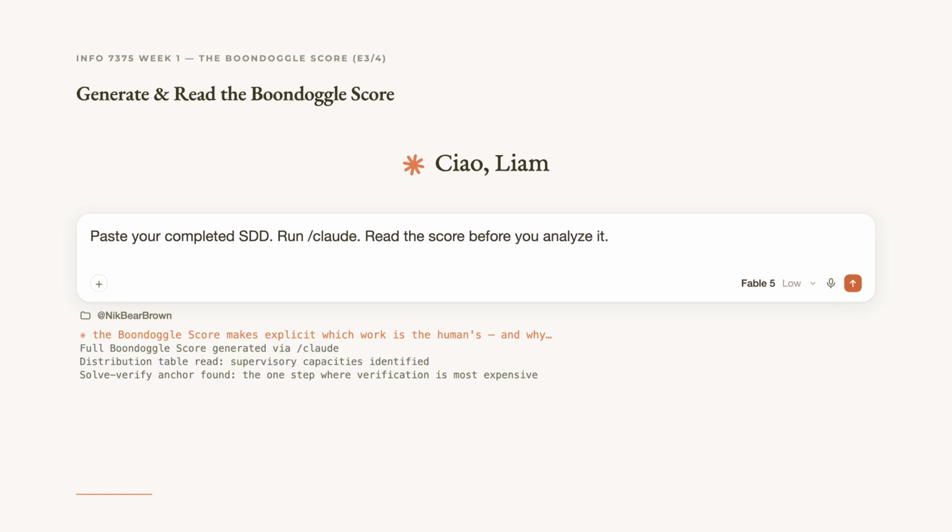The Boondoggle Score is the answer to a specific question made explicit: which work is for the humans. Before you analyze your score, learn to read it. A score you cannot read is a document you cannot evaluate. This episode teaches you what a complete score contains, why human steps land where they do, there's a reason that is not intuition, and how to find the one step whose verification is most expensive. That step is your prompt de-anchor for episode 4.